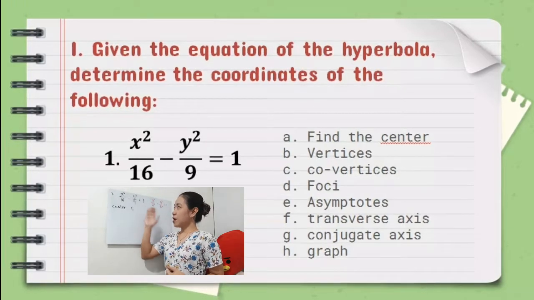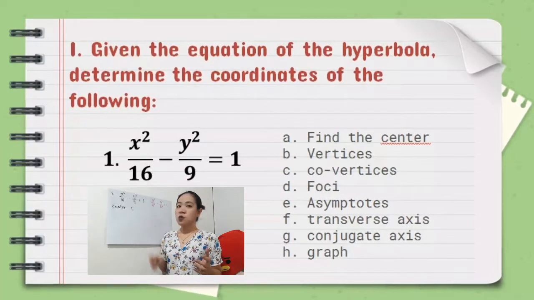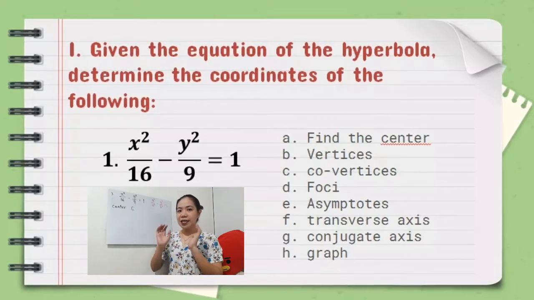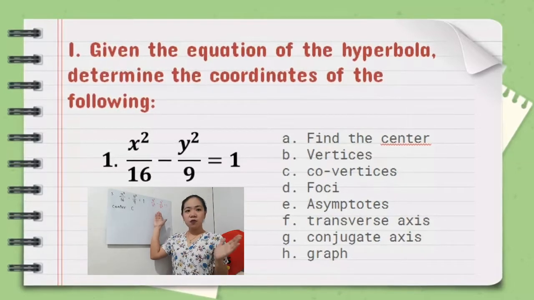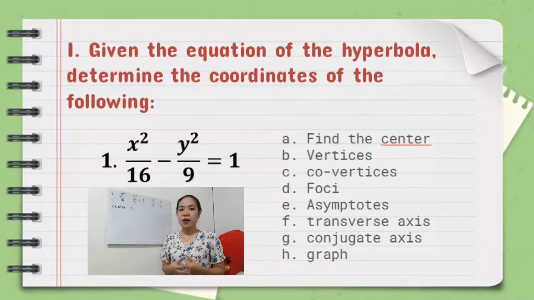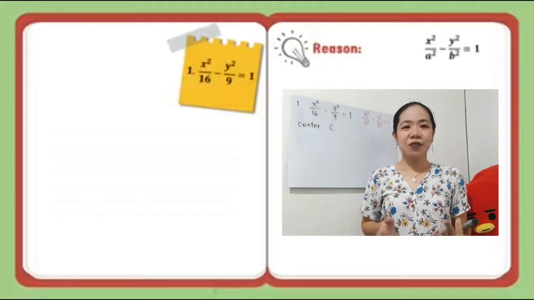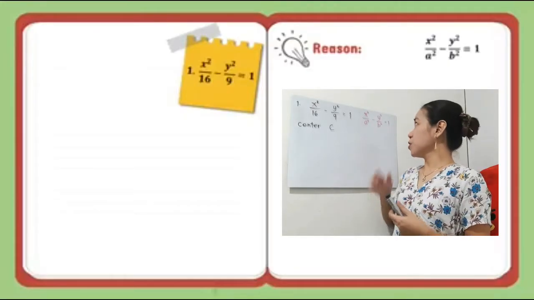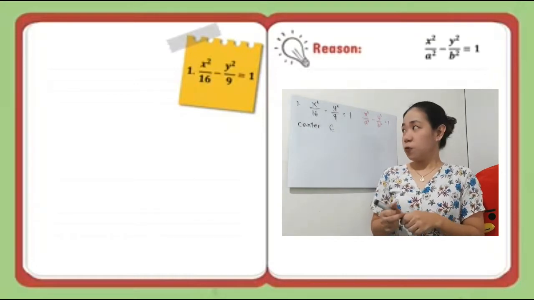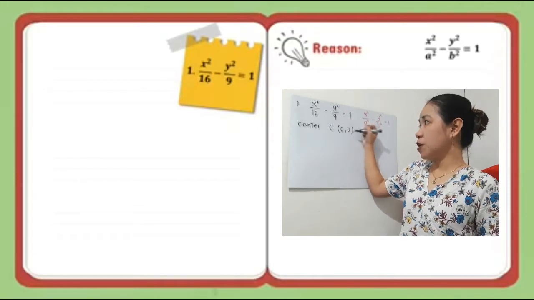So we have example number 1, given is x squared over 16 minus y squared over 9 equals 1. Now, look that it takes the form x squared over a squared minus y squared over b squared equals 1. So we'll follow the different definition that we have discussed a while ago. Since it's in this form, we know that the center, or C, is at the origin (0, 0).